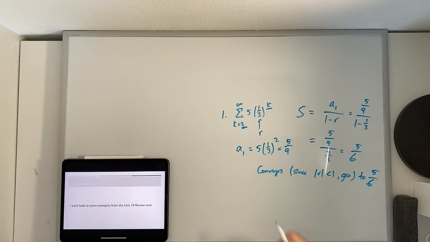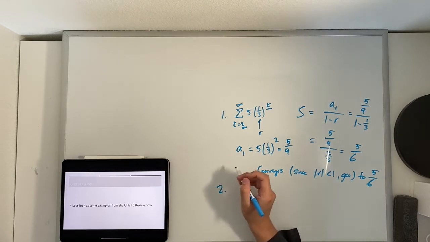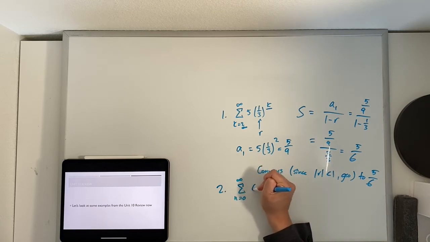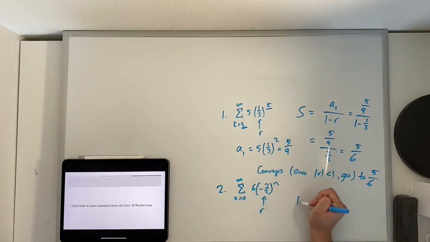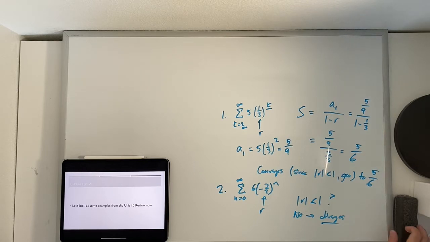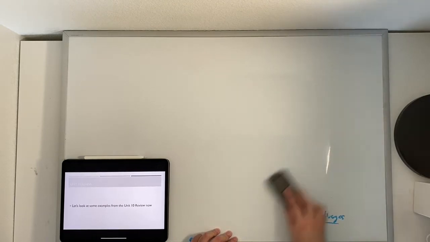Okay. Looking at number 2, on that same page, we have another geometric series. We're looking at r here. Is the absolute value of r less than 1? No. So the series diverges. Okay. So those are some examples of geometric series, things to look for. Let's move on to section 2, and I'm going to do the first problem there.